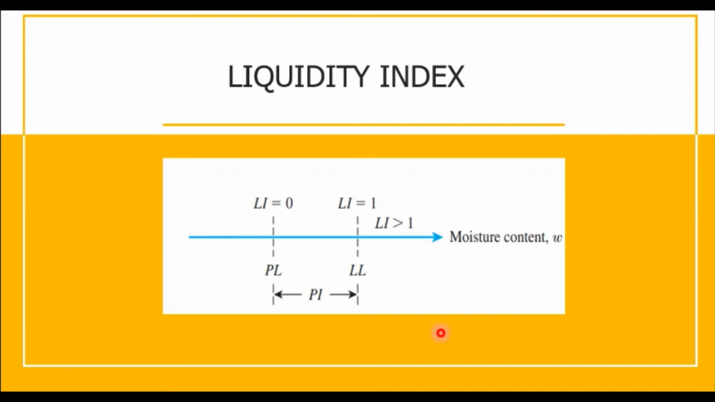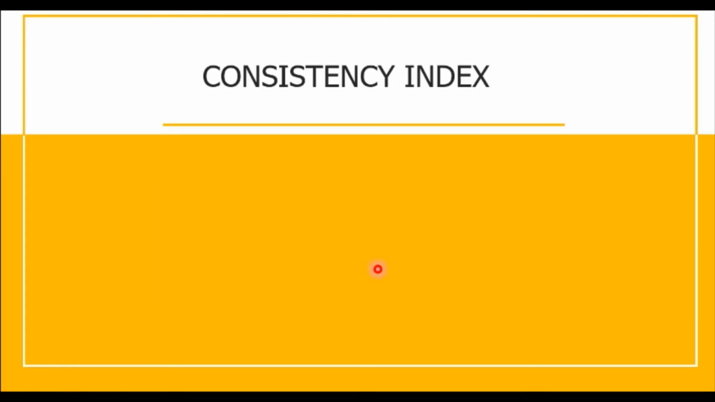So this is the illustration. When LI is equal to 0, it is at its plastic limit. And when LI is equal to 1, it is at its liquid limit. So at greater than 1, the soil behaves like a liquid.